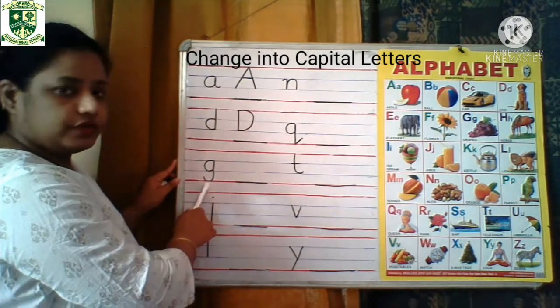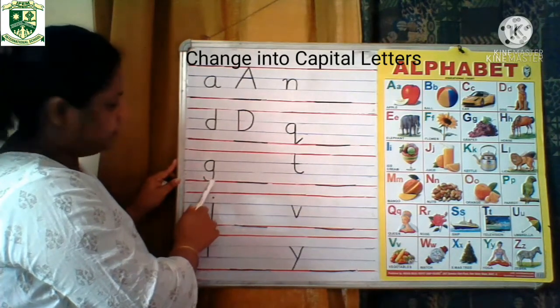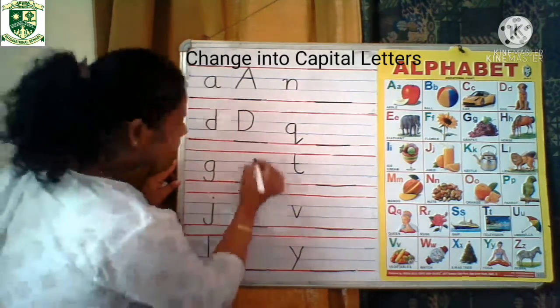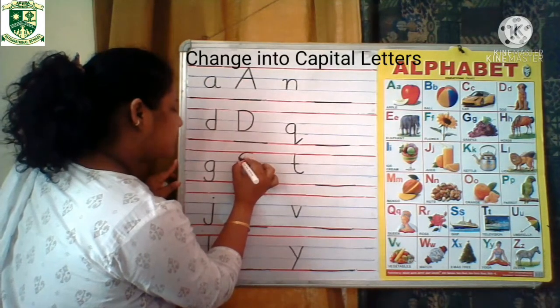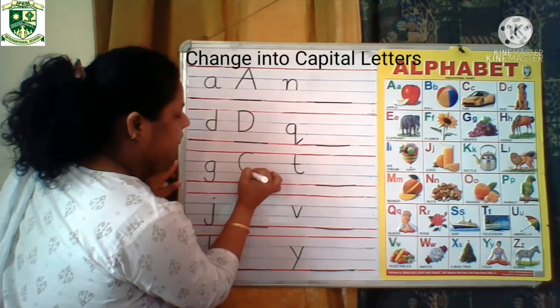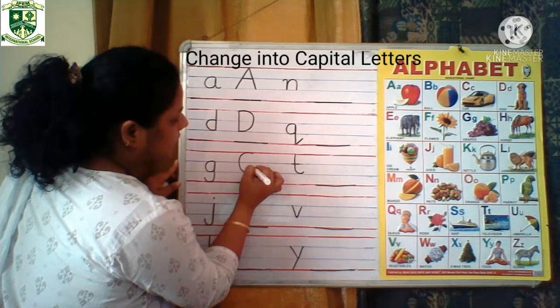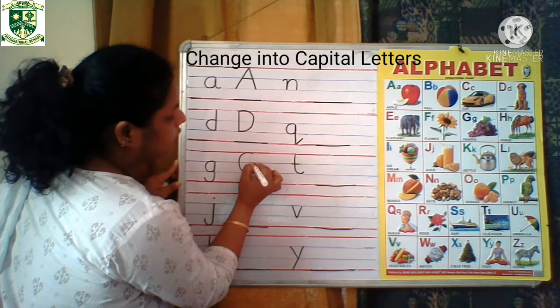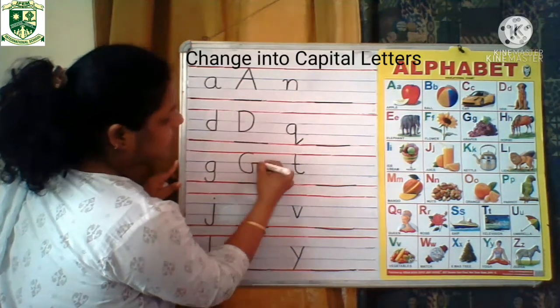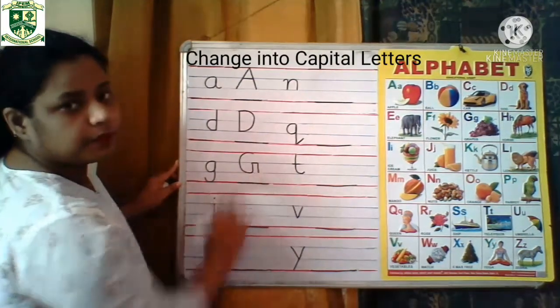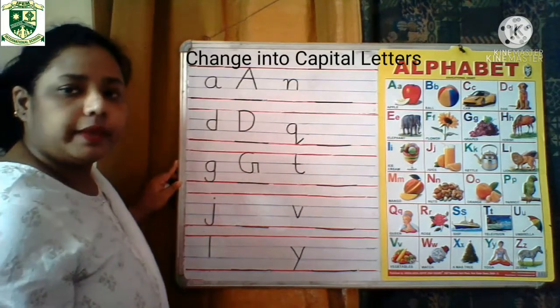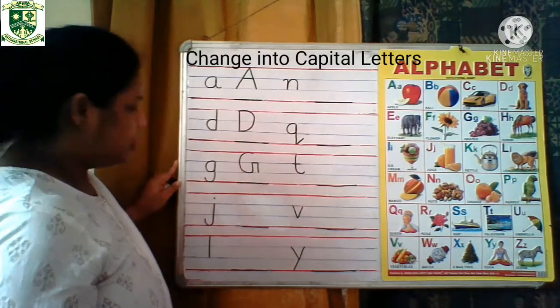Now what is this, children? Small g. Now how we'll write capital G? Now pay attention. First we are going to give a left curve from the red line to the second blue line. We will not stop here. We'll take it up to the first blue line, then a small sleeping line, and then a small standing line till the second blue line. Okay, this is how we are going to make capital G.